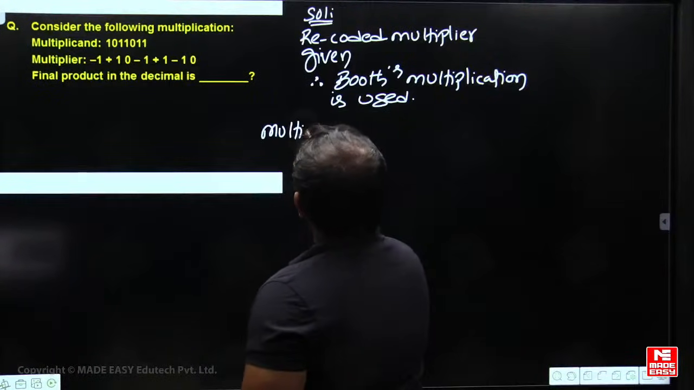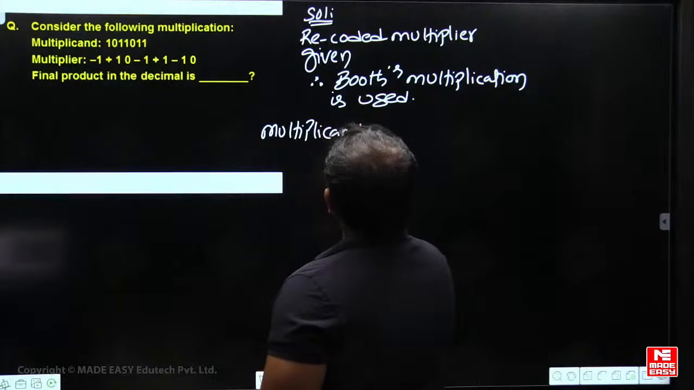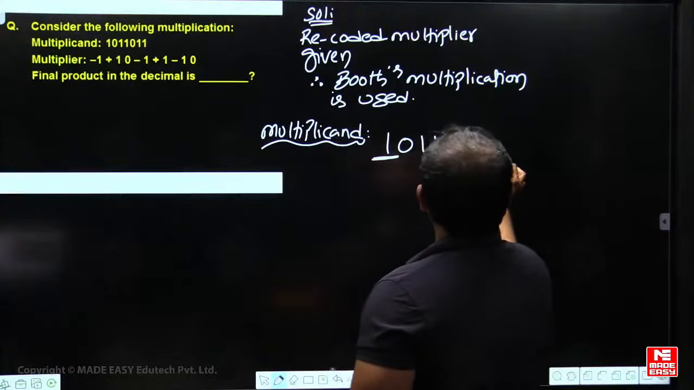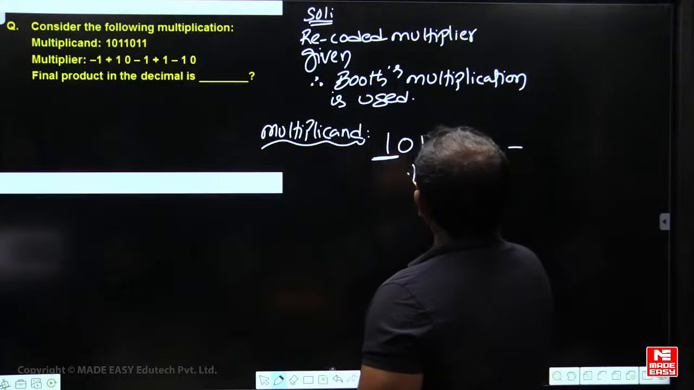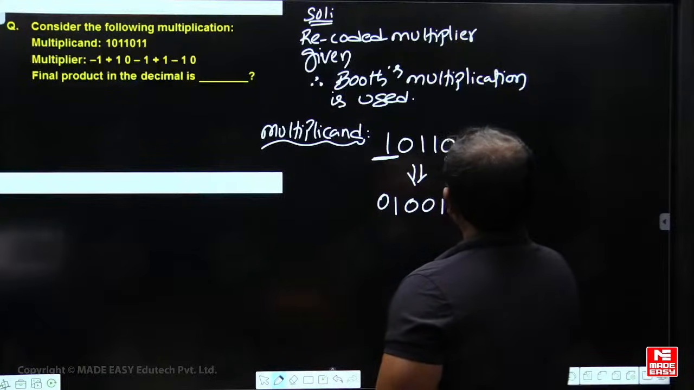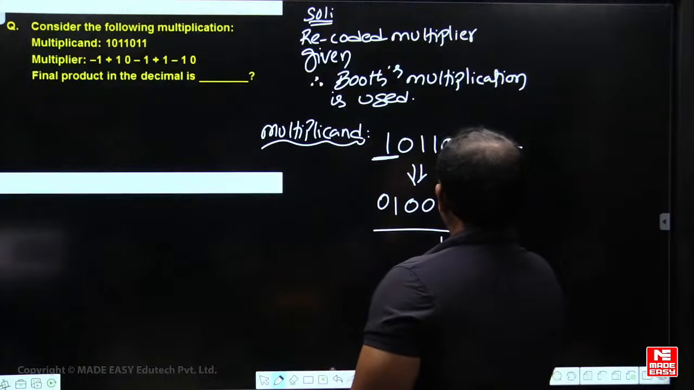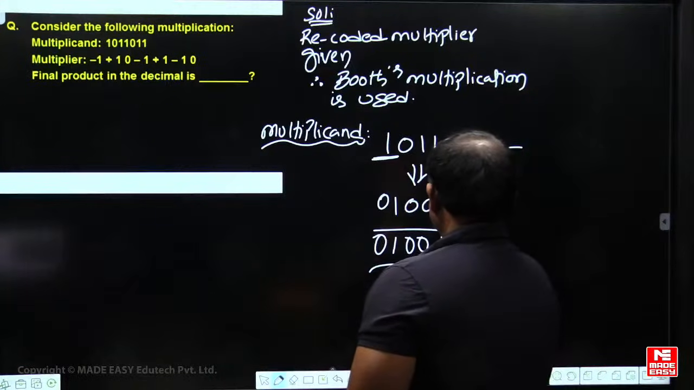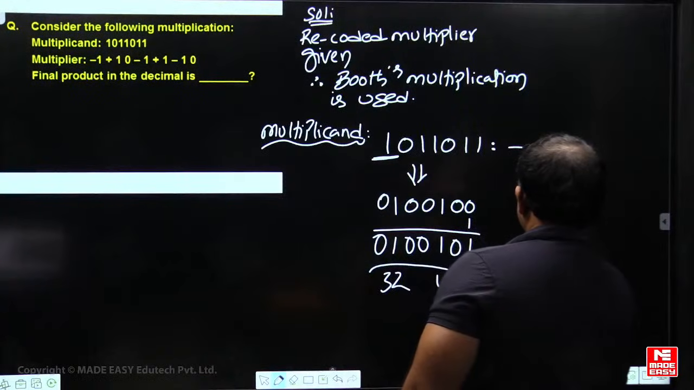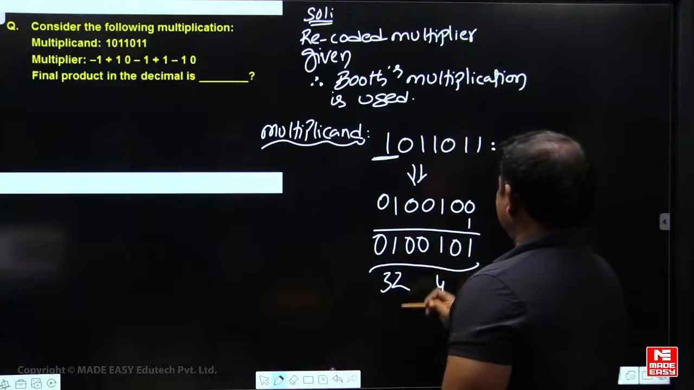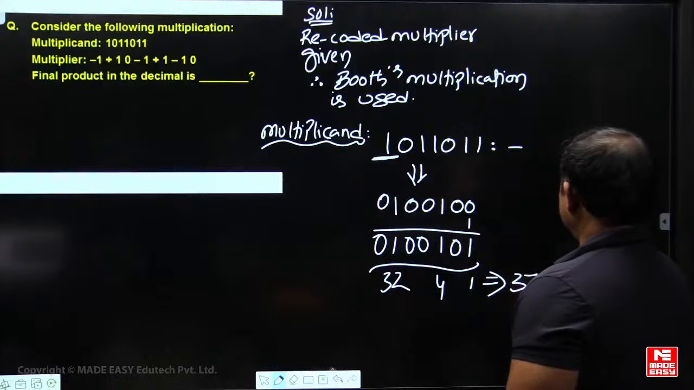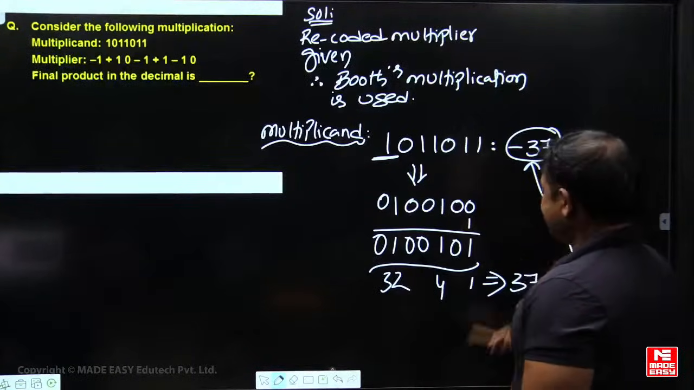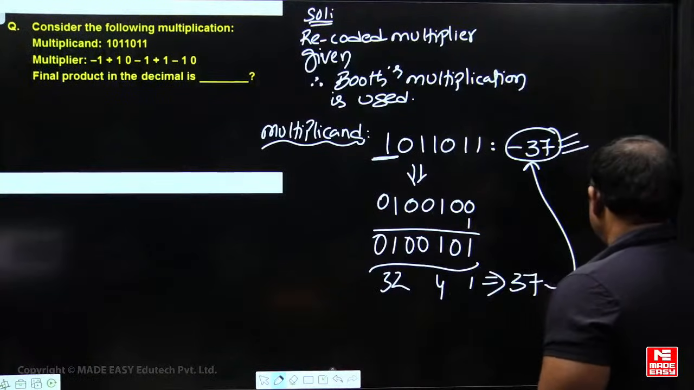Here the multiplicand is already there. What is the multiplicand? Multiplicand is 1 0 1 1 1 1. MSB bit is 1, sign is negative. Then take the 2's complement. So 0 1 0 0 0 0, add 1, so 0 1 0 1 0 1 in the place values 1, 2, 4, 8, 16, 32. So this becomes 37: 32 plus 4 is 36, plus 1 is 37. This is minus 37. Multiplicand is minus 37. Then we want the multiplier.